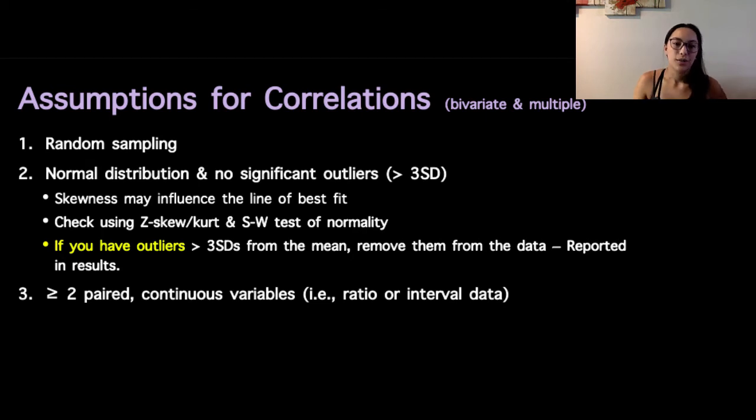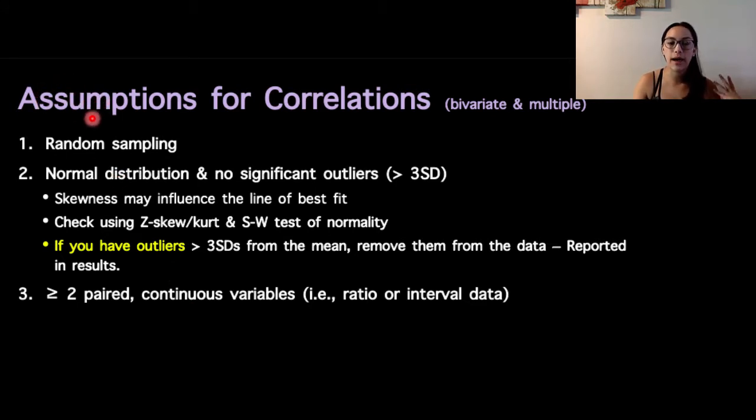Now we get into the assumptions for running a correlation. So you've collected your data, you have your variables. Typically, you already know what type of test you're going to run before you collect your data. But let's say we've collected our data and we now need to determine if a correlation is actually appropriate for what we have collected. So these are the assumptions.